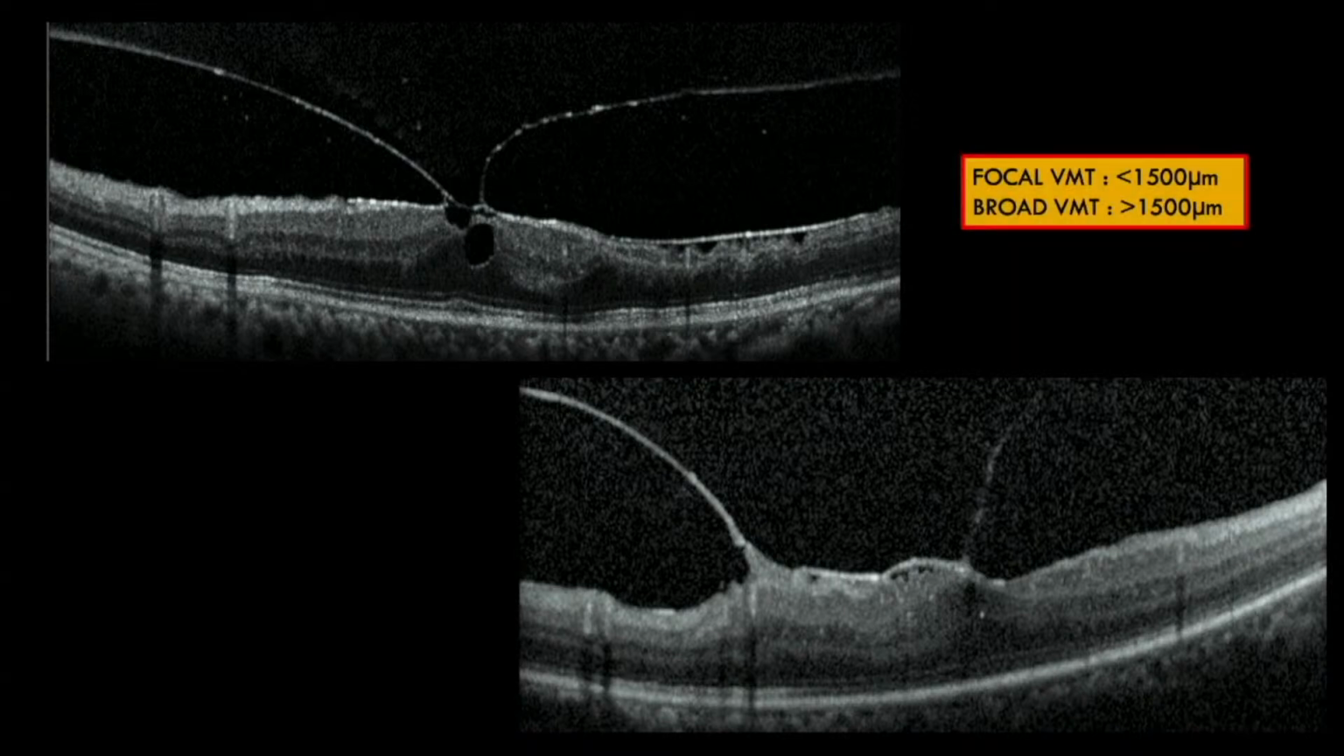What is important here is you actually have to classify it as focal VMT versus broad-based VMT. In focal VMT, if the membranes separate, you may avoid a surgery, but with broad-based VMT, mostly they will require surgery, especially if the traction continues to worsen. So the image above, this patient's membrane eventually separated and the vision improved, whereas the one below underwent surgery.